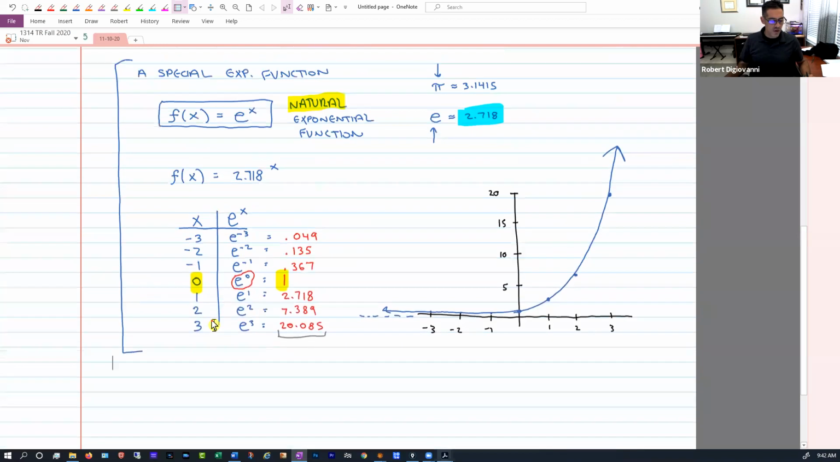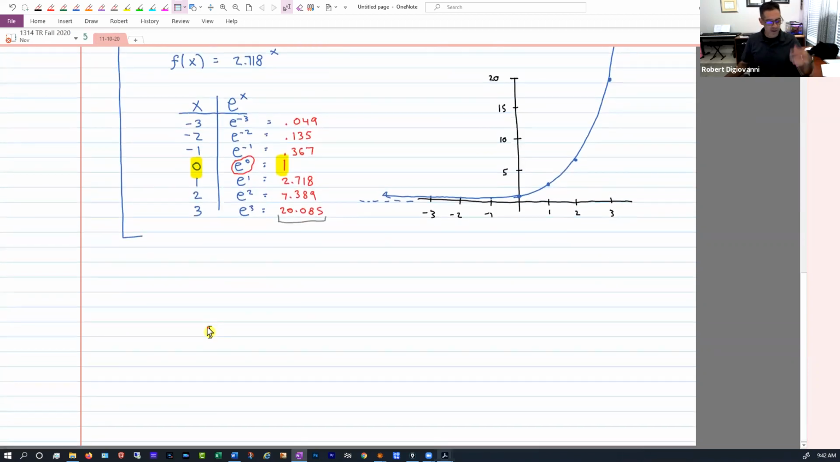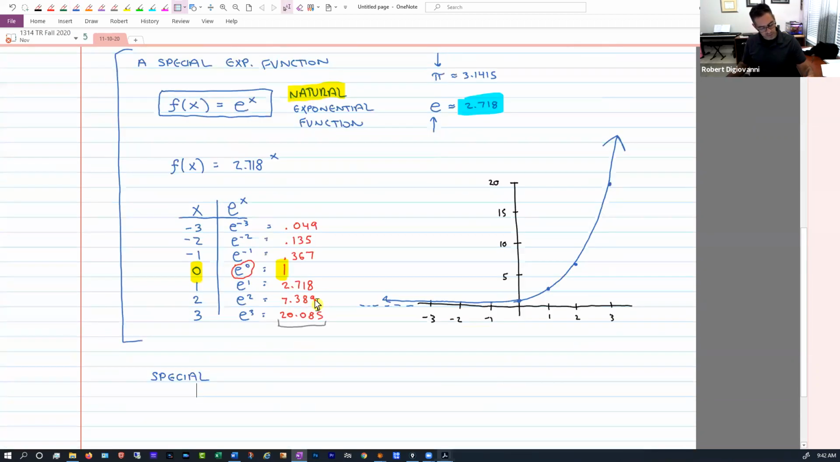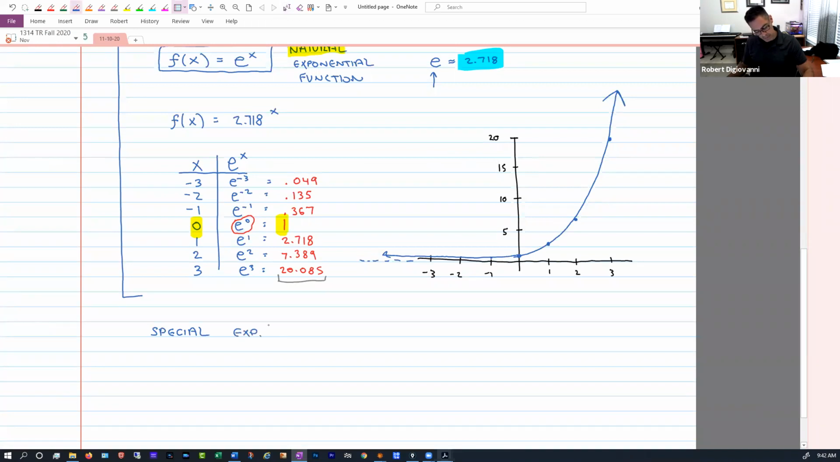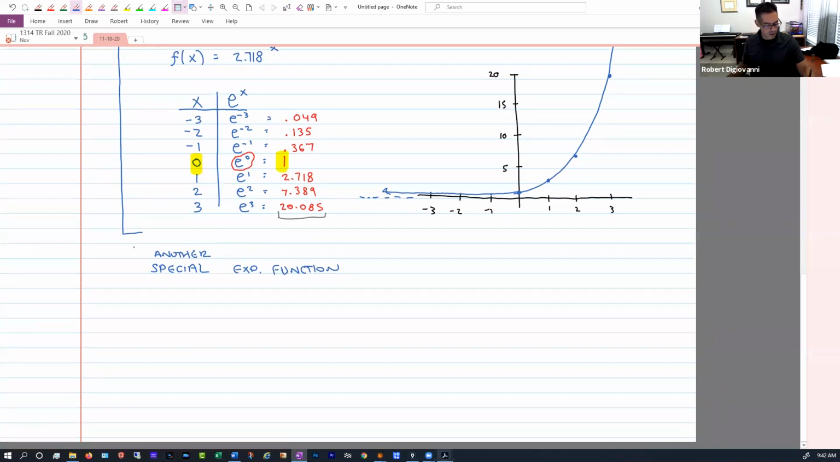Okay, I'm gonna show you another special one. This one right here is like the most special. All right, this next one is special, but it's only special for... well, I'll tell you why. Special exponential function. Okay, another one. I'll put that. Another special one. We only have 2 special ones we're going to look at in here.